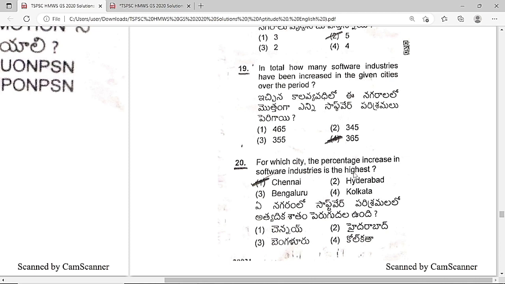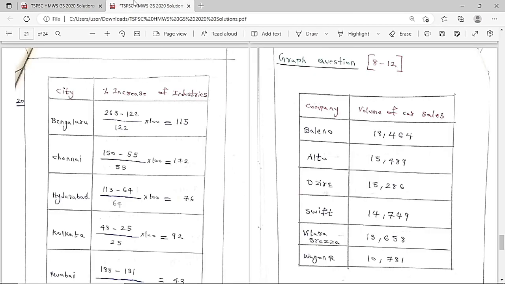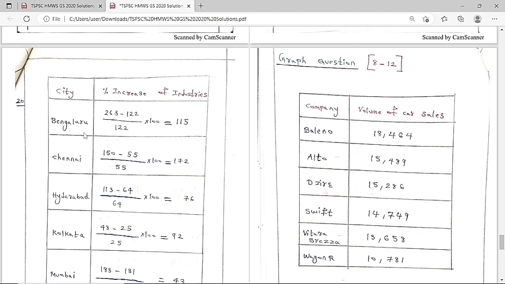So let's solve this numerical. Therefore, I'm going to take a table here: city and the percentage increase of industries. For Bengaluru, if you want to find the percentage increase, then it is final value minus initial value by initial value into 100. The final value is 263 and the initial value is 122. So 263 minus 122 by 122 into 100. If you solve the percentage, you are going to get 115. So this 115 percent value is increased.